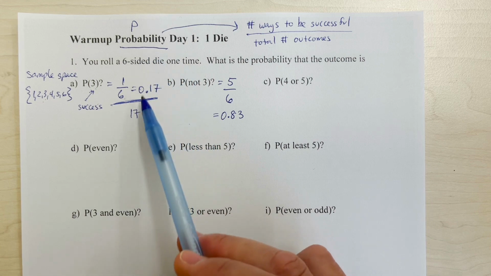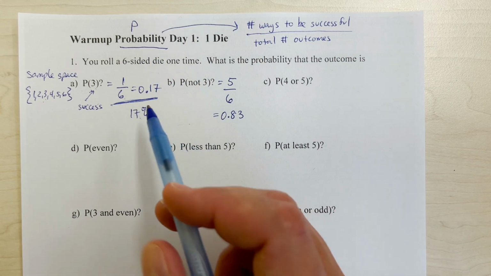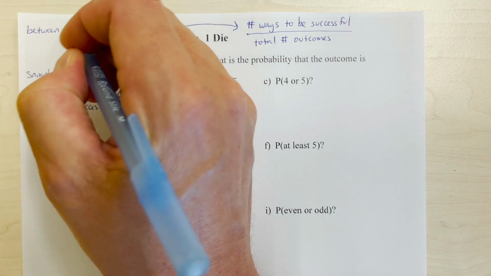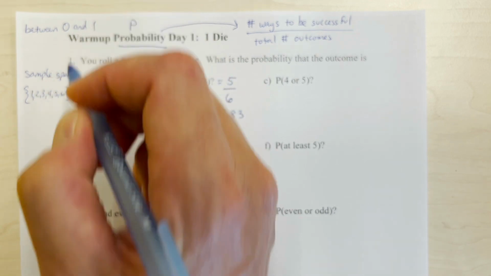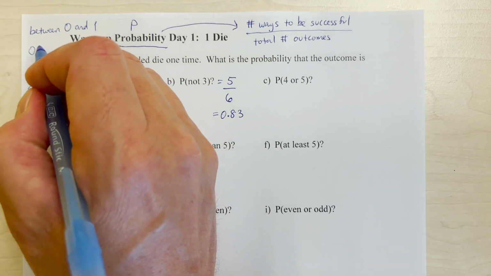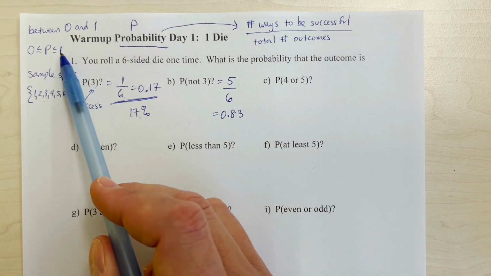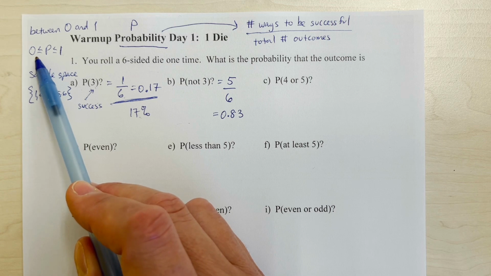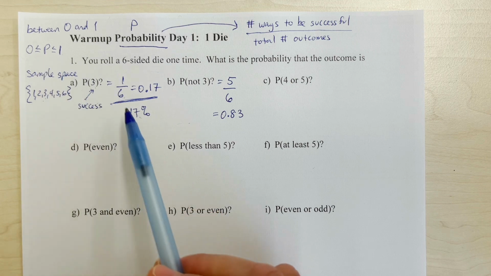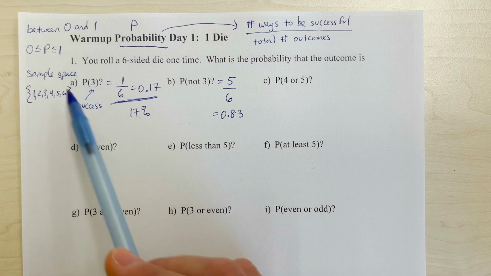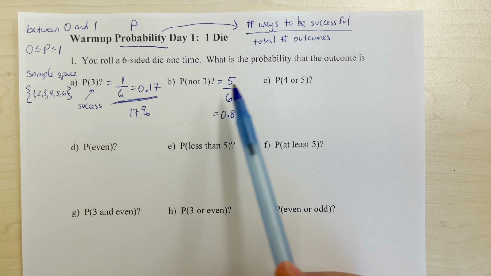The reason why I don't normally use a percentage is that probability has to be between 0 and 1. I could say 0 is less than or equal to the probability, which is less than or equal to 1. 1 means there's a 100% chance that it happens. 0 means there is no chance, a 0% chance it happens, or it's impossible. So when I write 17%, that's not a number between 0 and 1, so we usually keep it as a fraction or a decimal.